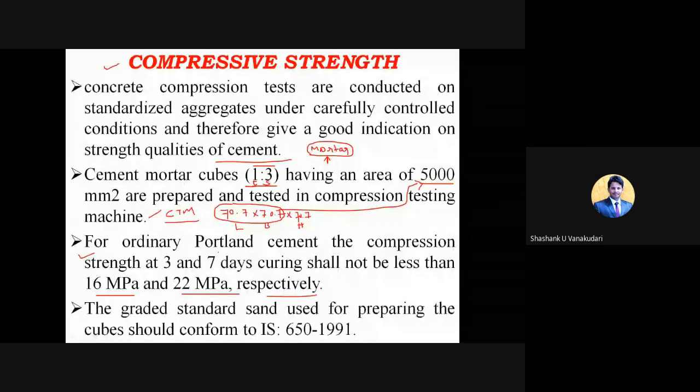So here you can consider OPC cement for this mixture. The compressive strength you achieve for 3 days should not be less than 16 MPa, and for 7 days it should not be less than 22 MPa. So this 3 and 7 days are nothing but the curing.